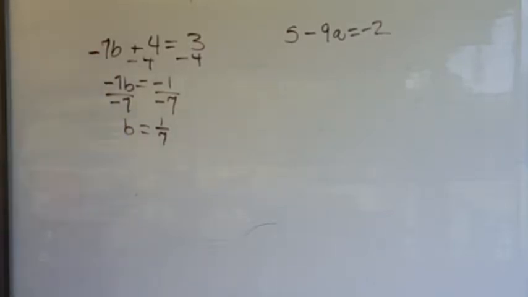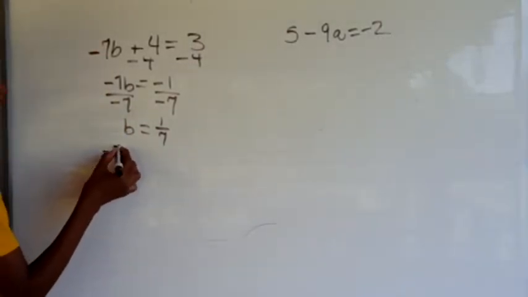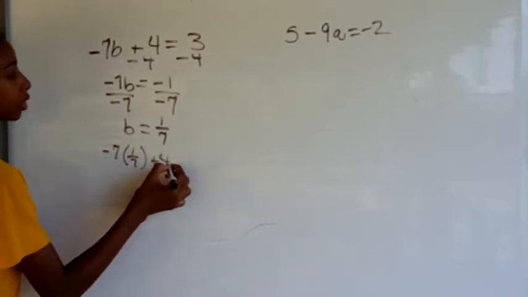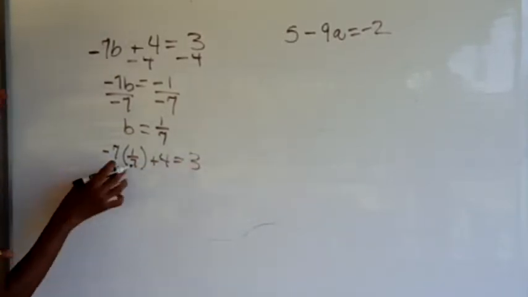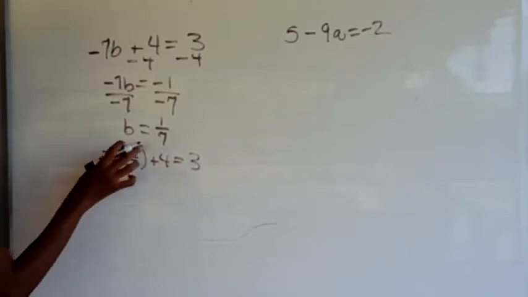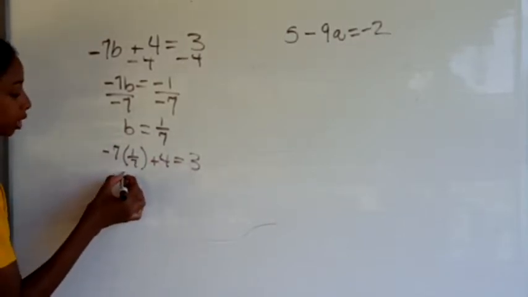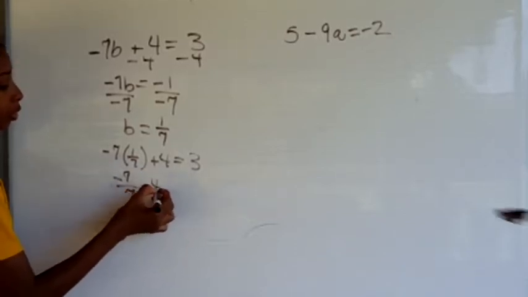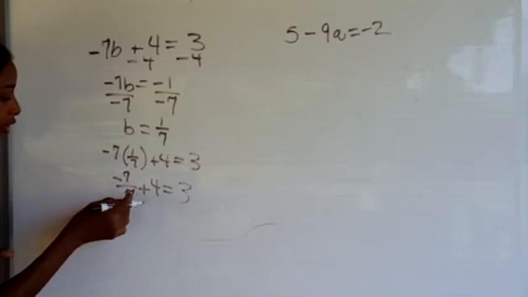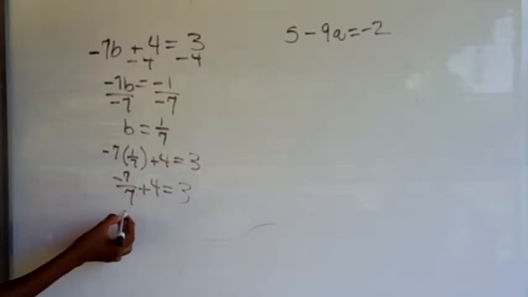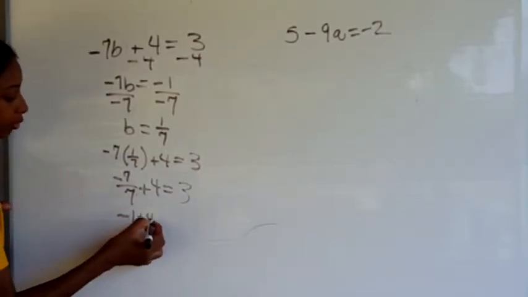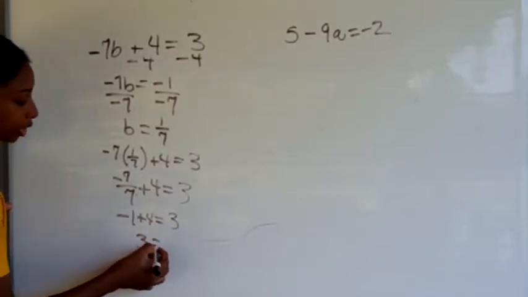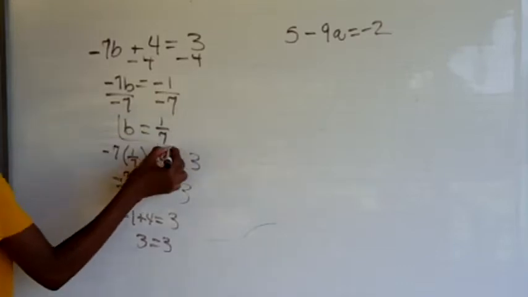So if we plug that in, we have negative 7 times positive 1 over 7 plus 4 equals 3. So negative 7 times 1 over 7, we multiply across. Negative 7 times 1 is negative 7. 7 times 1 is 7. Plus 4. This is going to be negative 1. Negative 7 divided by positive 7 is negative 1. So negative 1 plus 4 equals 3. Negative 1 plus 4 is positive 3. So 3 equals 3. So this was correct.